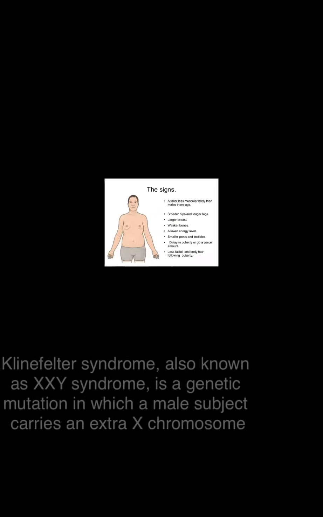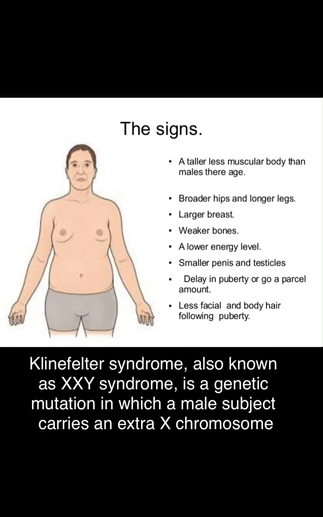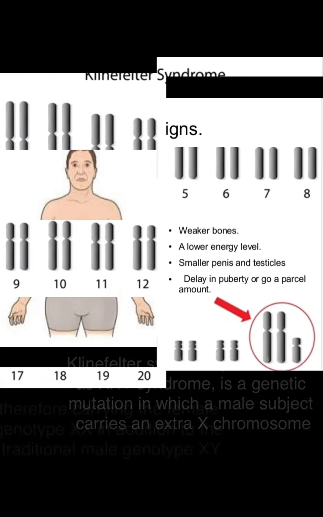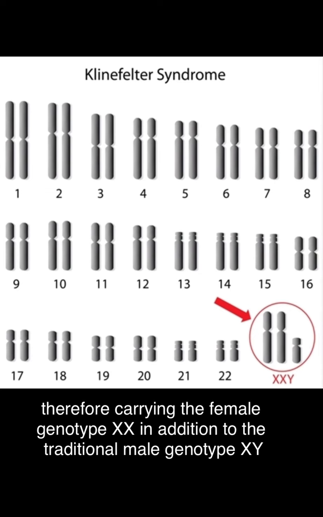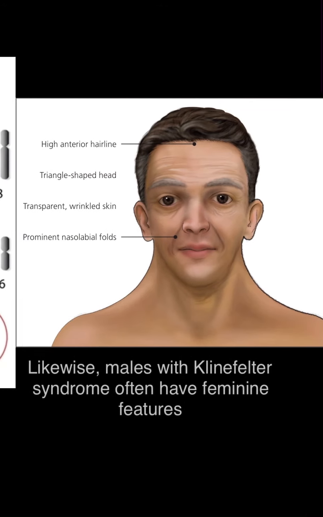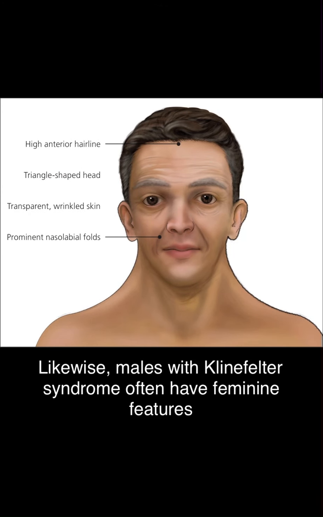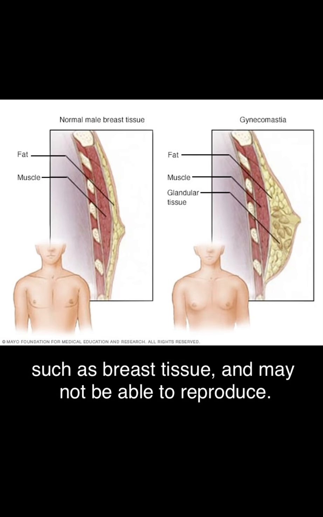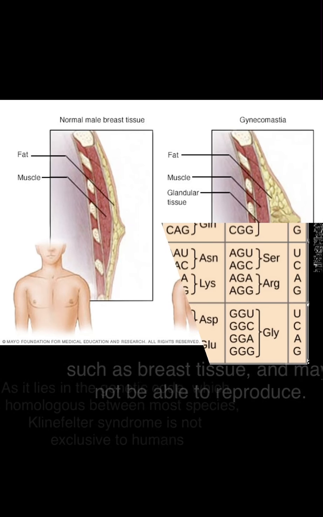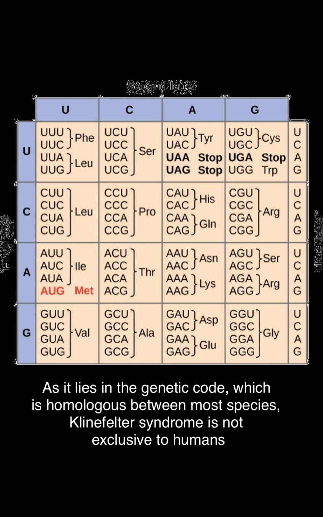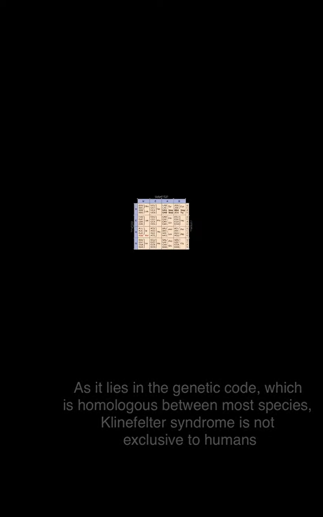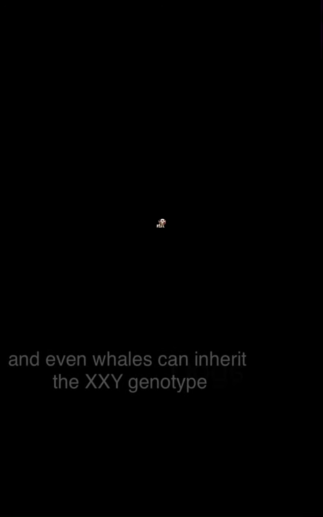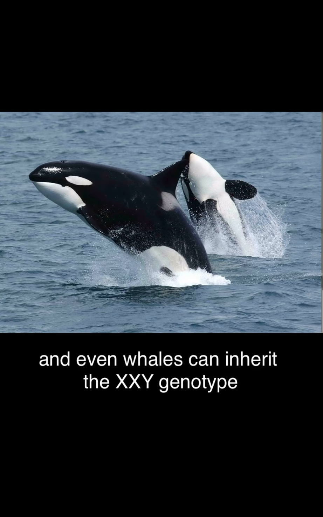Klinefelter's calicos. Klinefelter syndrome, also known as XXY syndrome, is a genetic mutation in which a male subject carries an extra X chromosome, therefore carrying the female genotype XX in addition to the traditional male genotype XY. Likewise, males with Klinefelter syndrome often have feminine features, such as breast tissue, and may not be able to reproduce. As it lies in the genetic code, which is homologous between most species, Klinefelter syndrome is not exclusive to humans. Therefore, cats, dogs, and even whales can inherit the XXY genotype.